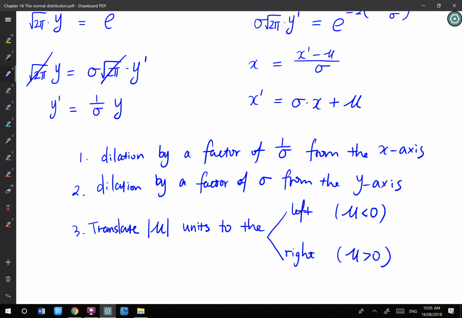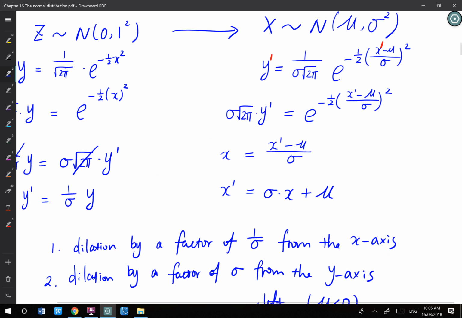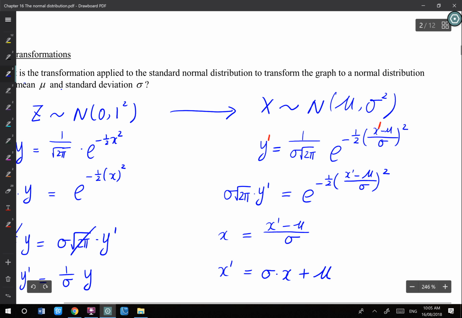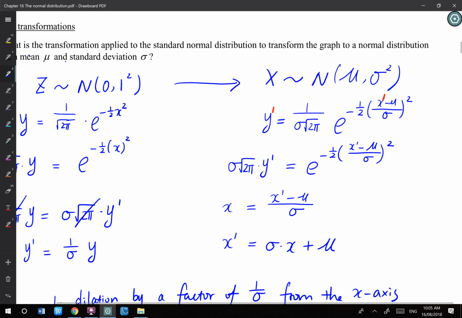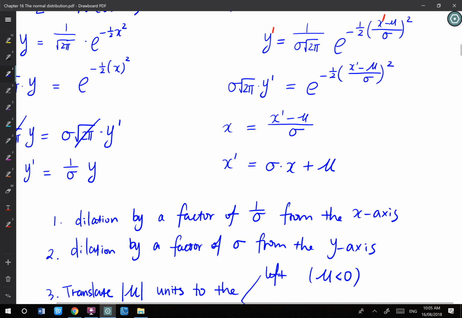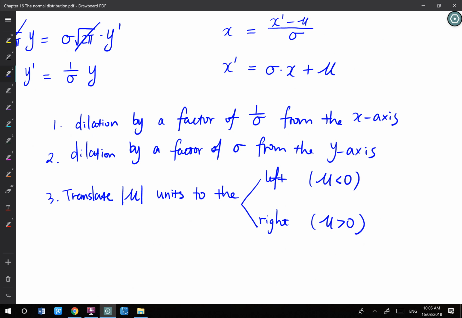Okay, so this is from the easy form to the complex form. I do 3 steps: dilation by 1 over sigma from x, sigma from y, and then move left or right depending on mu. If I go from the complex one to the easy one, you just go in backwards order. If mu was originally moved to the right, then you say it's moved to the left. Then dilation by a factor of 1 over sigma from the y-axis, and then dilation by sigma from the x-axis. You need to go backwards.